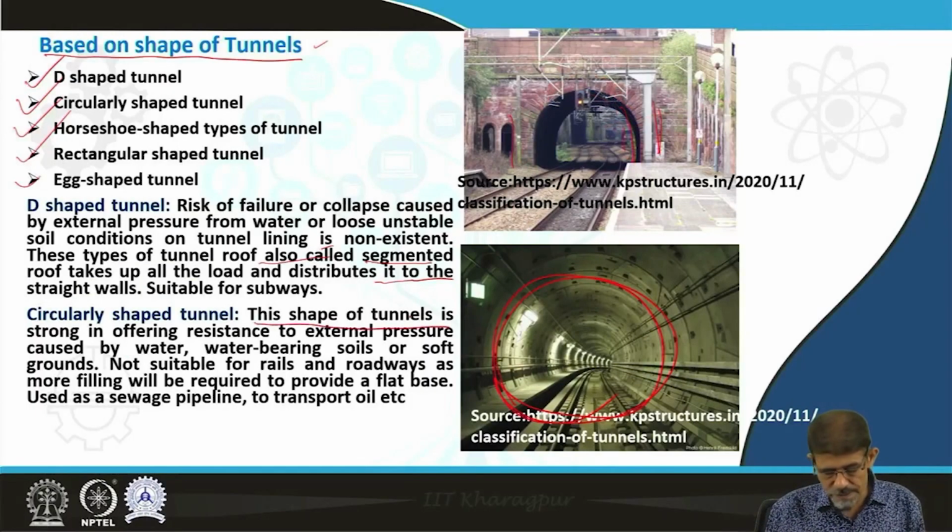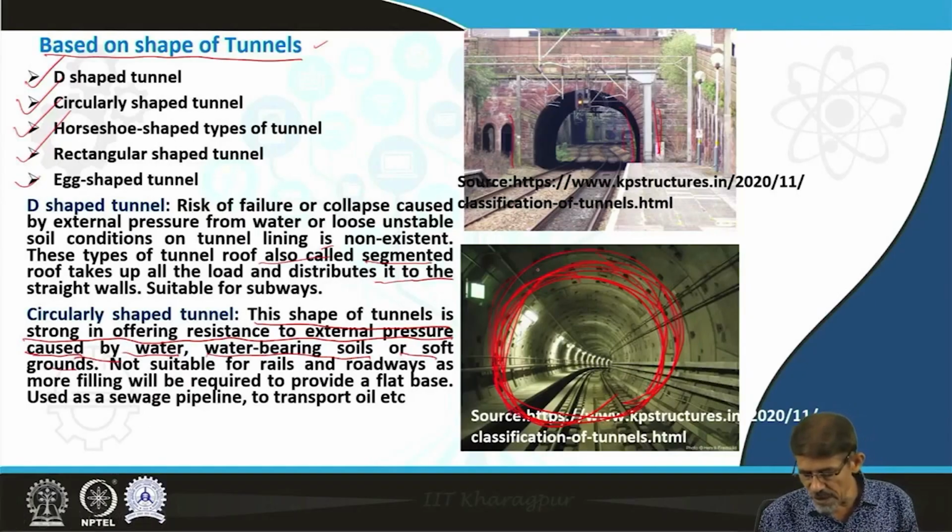Next is a circular tunnel, and you can see a view of the circular tunnel. This shape of tunnel is strong in offering resistance to external pressure. Therefore, we are utilizing it for the release of water through this type of tunnel. So, the circular shape of tunnel is able to withstand the high external pressure caused by water or water bearing soil or soft ground.